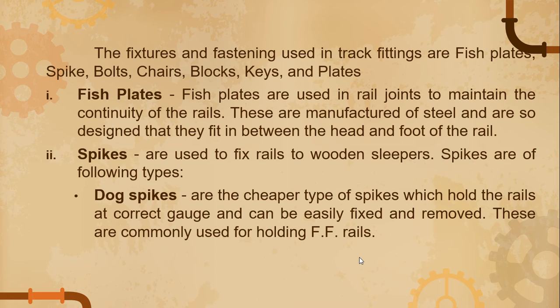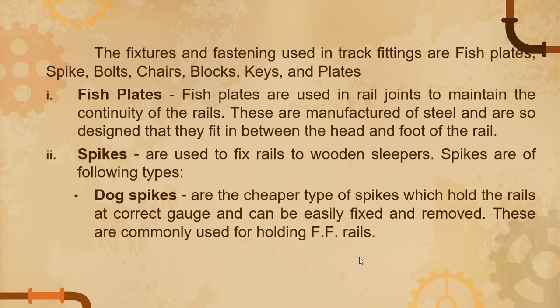Fish plates. Fish plates are used in rail joints to maintain the continuity of the rails. These are manufactured of steel and are so designed that they fit in between the head and foot of the rail. Spikes are used to fix rails to wooden sleepers. Spikes are of the following types.